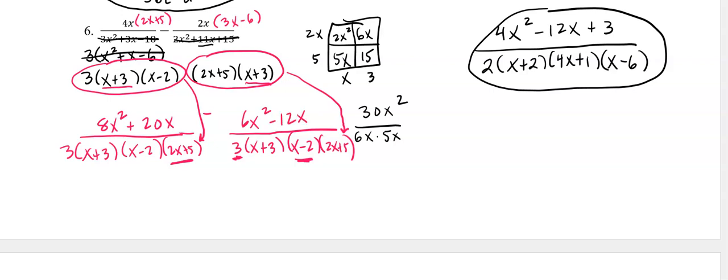All right, so with subtraction, we say this a lot, but subtraction can be tricky. It can really mess you up, so be careful. I would put parentheses around this second numerator. So when we go to combine like terms, it's going to be 8x squared minus 6x squared. That's 2x squared. And then it's going to be 20x minus negative 12x. So really we're adding here. Notice the minus negative. So really that's like addition. 20x plus 12x is 32x, all over the common denominator.